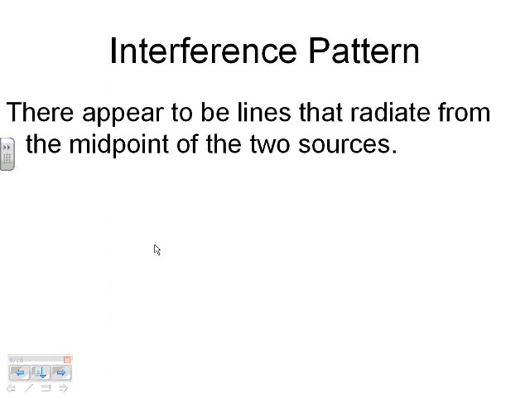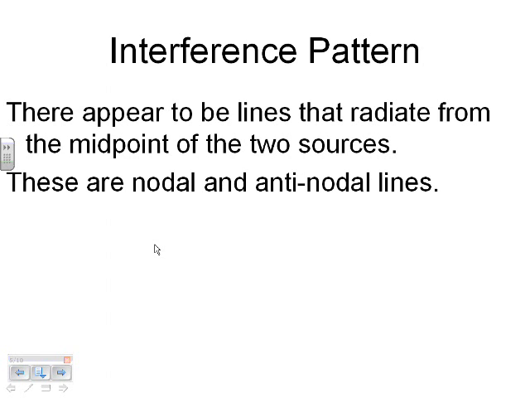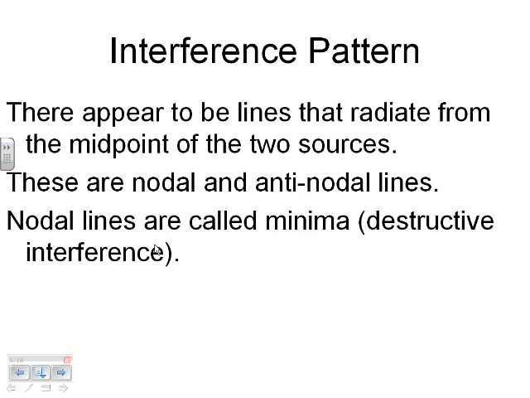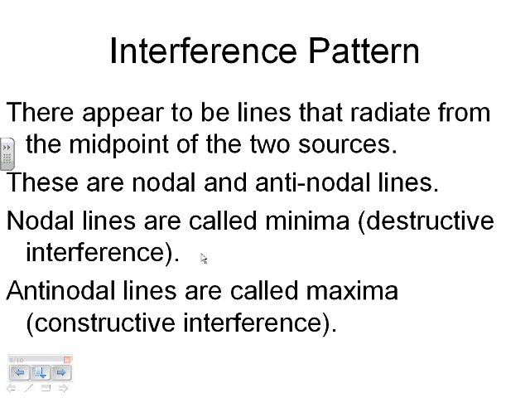So the lines that radiate from the midpoint of the two sources are called nodal and antinodal lines. Nodal lines are the minima. That's where the destructive interference was happening. So node, destructive, minima. Those are all words that go together. The antinodal lines are maxima, the plural of maximum. And those are where constructive interference is happening.